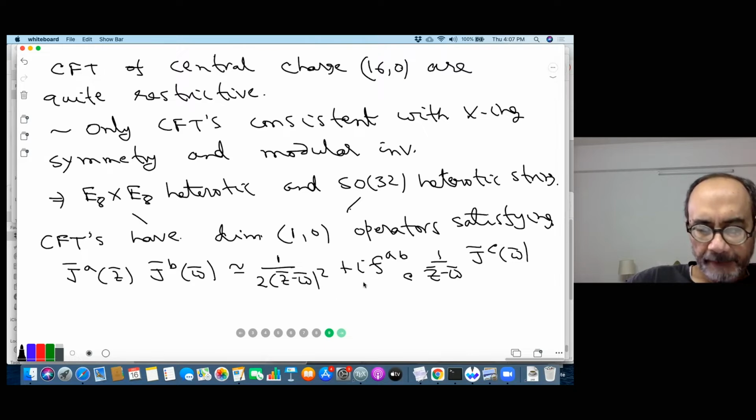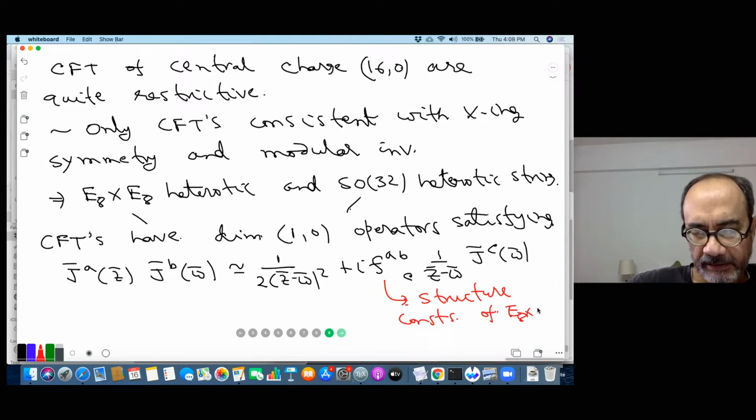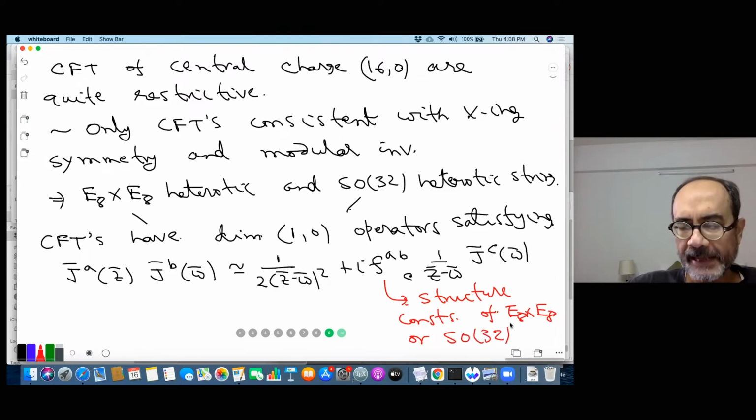Okay, where these are the structure constants of either E8 cross E8 or SO32. Okay. Both of these have 496 generators. So the number of J bar are the same, but their operator expansion differs, in the sense that these f^{ABC}s are different for E8 cross E8 and SO32. Okay. Now, what this means is the following.